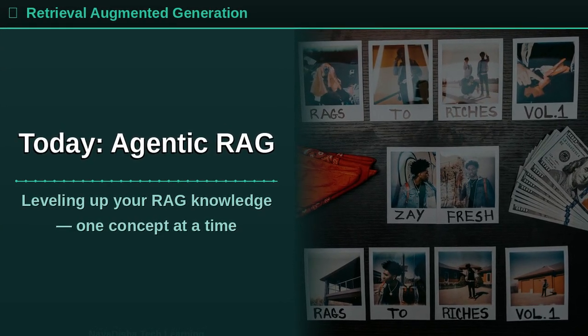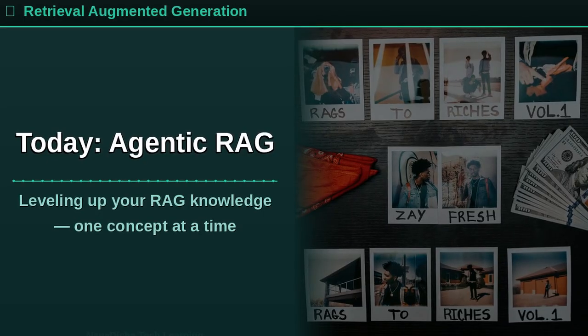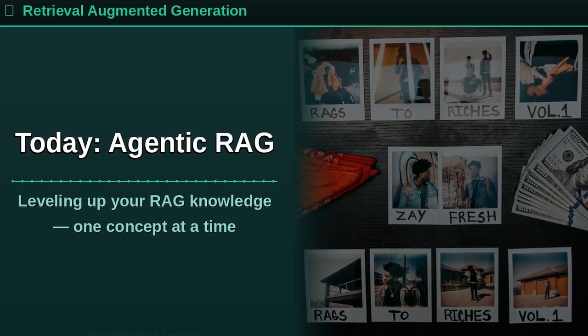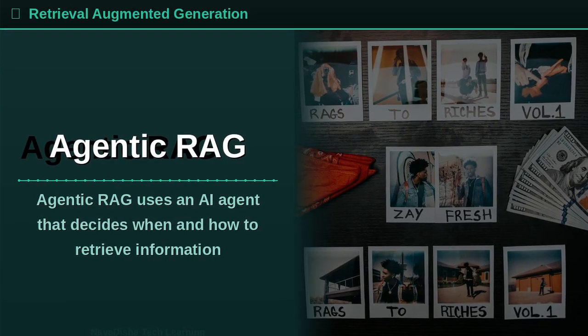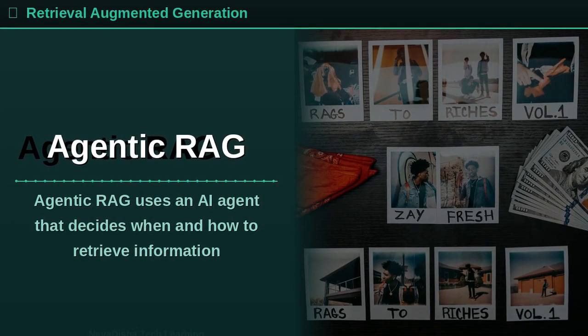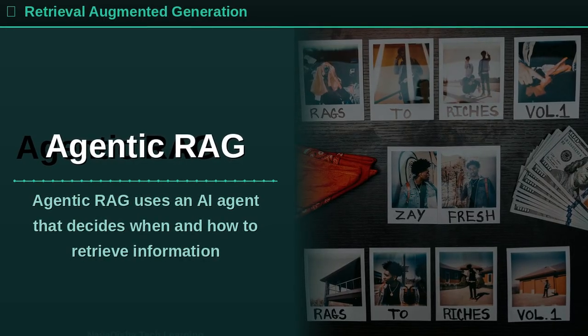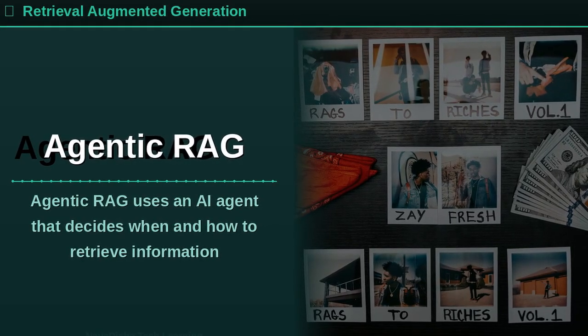Today we are breaking down Agentic RAG, an essential RAG concept. So, what is Agentic RAG? Agentic RAG uses an AI agent that decides when and how to retrieve information dynamically. This is one of the core ideas in RAG that every developer should know.